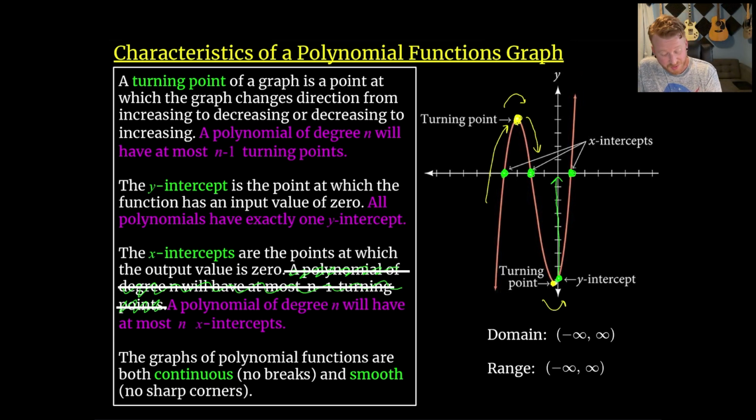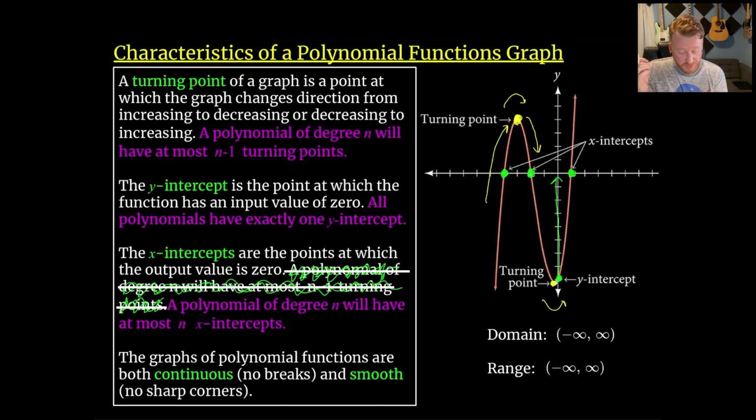But x-intercepts are the points at which the output value is 0, and a polynomial of degree n will have at most n x-intercepts. So sorry for leaving that other bit of information in there. But this is also important to know that if we have a polynomial of degree n, it will have at most n x-intercepts. Now, it could be less, but we know that there is at most n, and that will be helpful. And then lastly here, or second to last, I guess, we'll talk about domain and range.